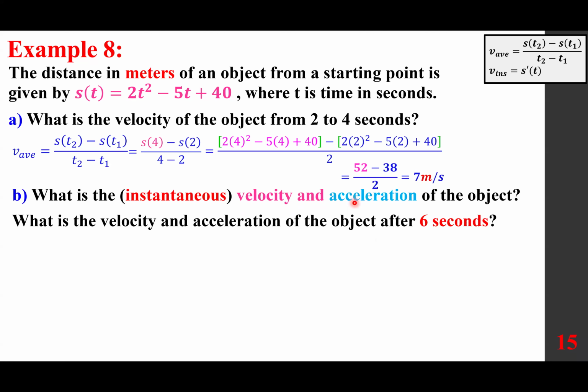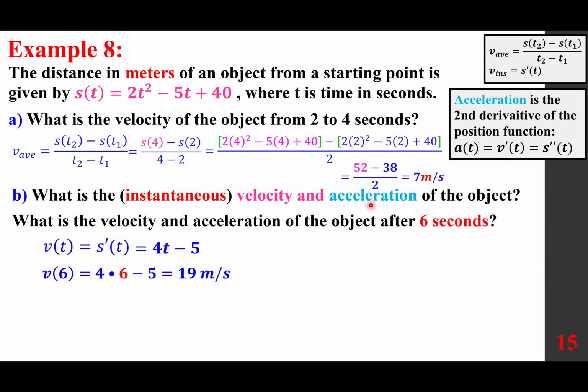What is the instantaneous velocity and acceleration? This is the reason we wanted to revisit this. And what is the velocity after 6 seconds? We are revisiting this because now we don't have to use the definition, which means we are going to differentiate to find v. v is s prime, so just 4t minus 5. After 6 seconds, if I plug in 4 times 6, 24 minus 5, 19 meters per second.